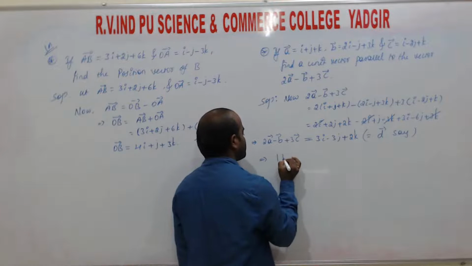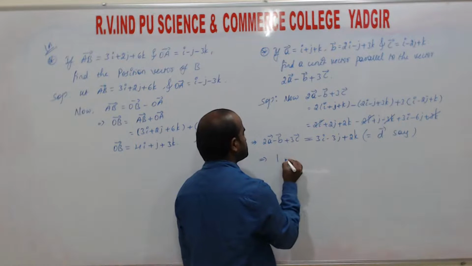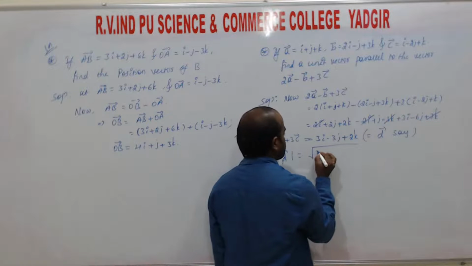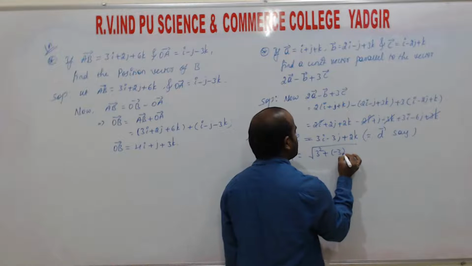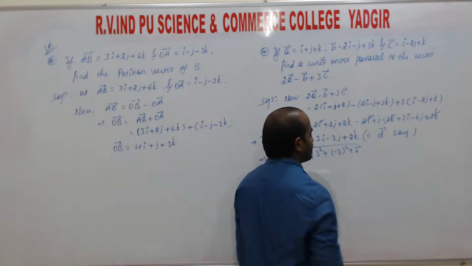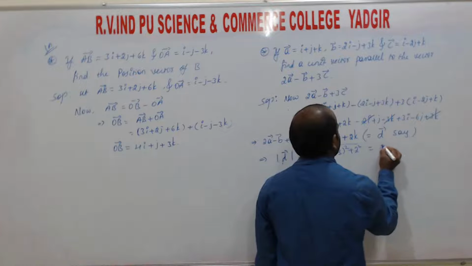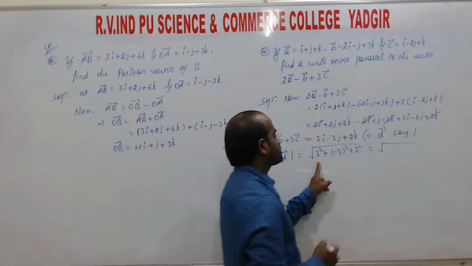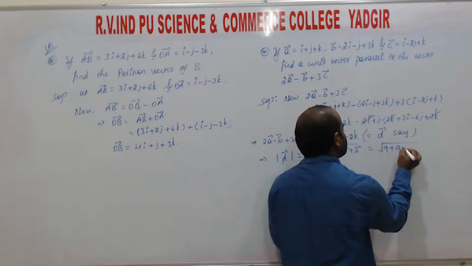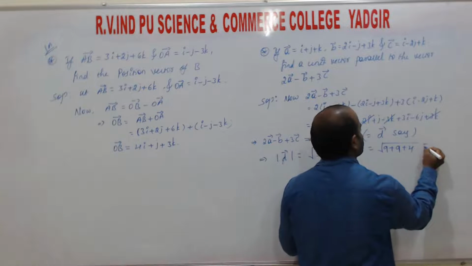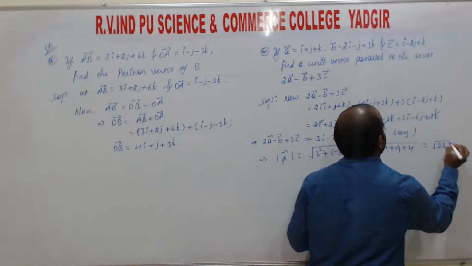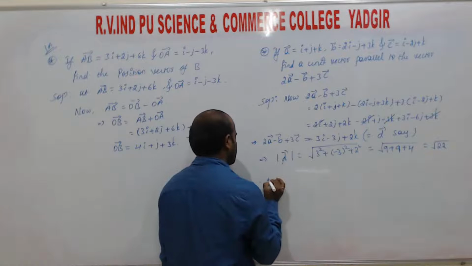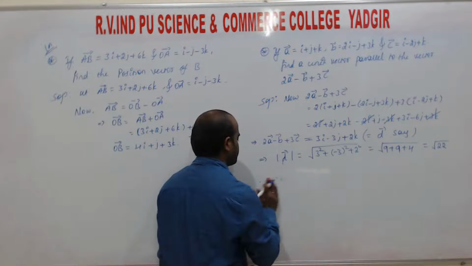This implies magnitude of d vector, you can mention it as d. Magnitude of d is root of 3 square plus minus 3 whole square plus 2 square. 3 square is 9, plus 9, plus 4. 18 plus 4, 20.